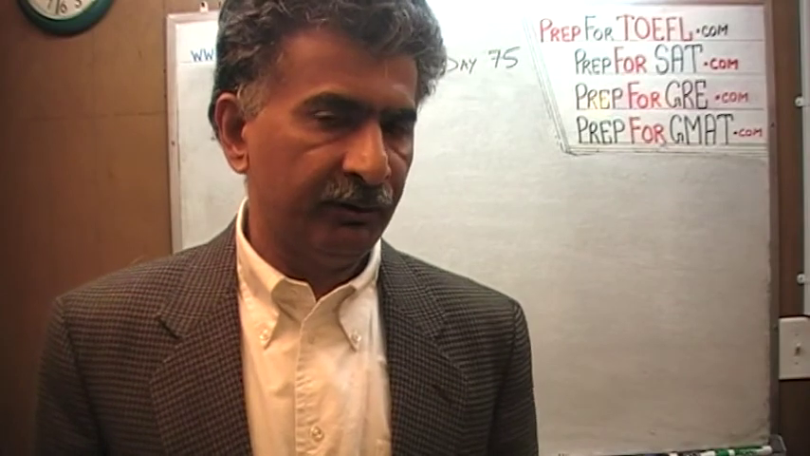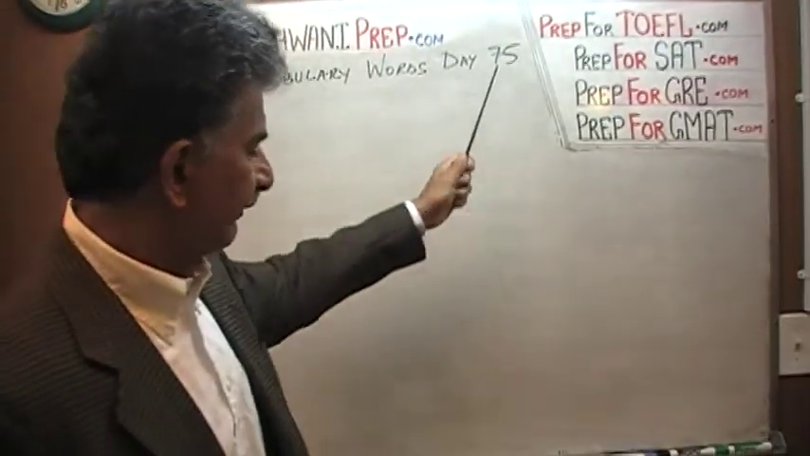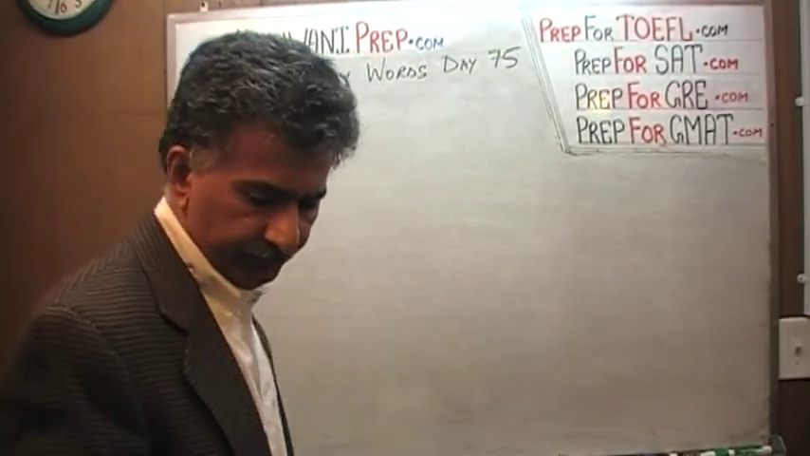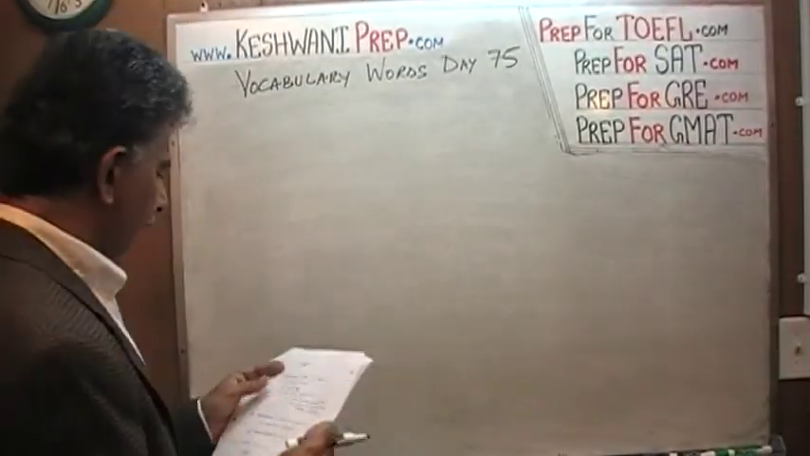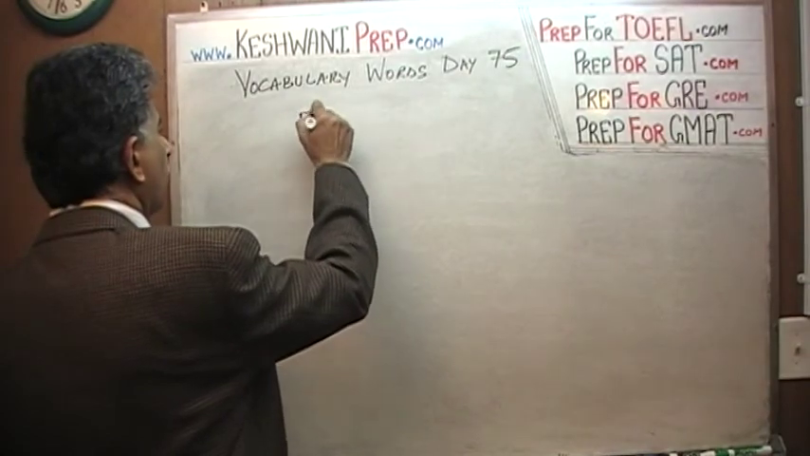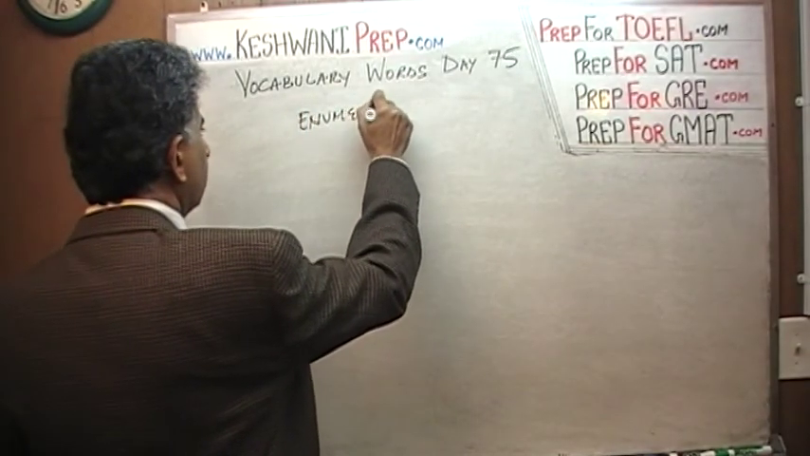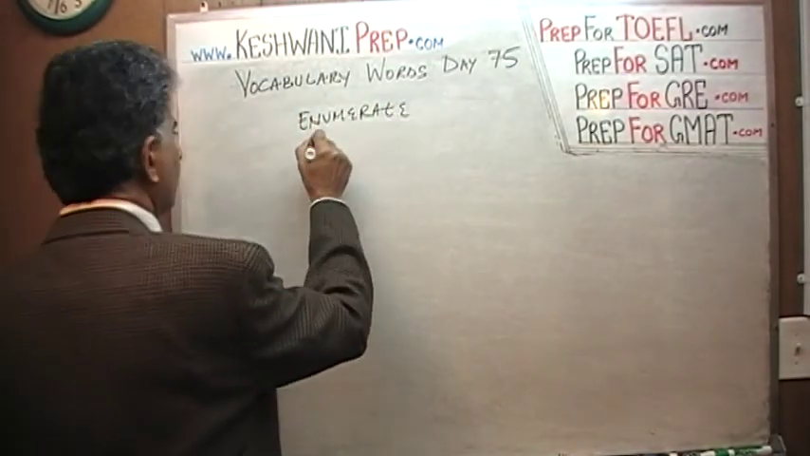Today is our vocabulary lesson number 75, day number 75. Let's see what we have today. The very first word we want to learn today is enumerate.